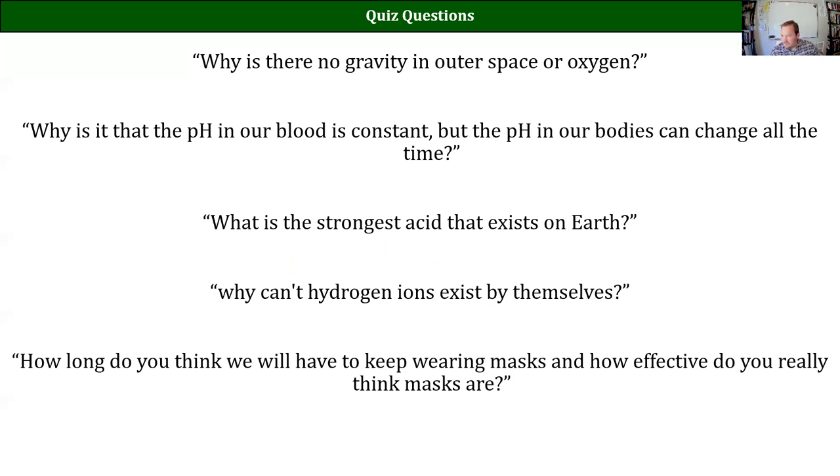Two more questions. I know we've already spent 15 minutes on these questions, but one of these is very relevant. And one of them is worth talking about for other reasons. Why can't hydrogen ions exist by themselves?